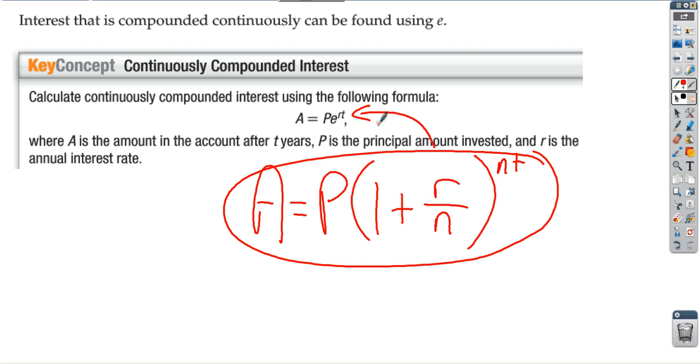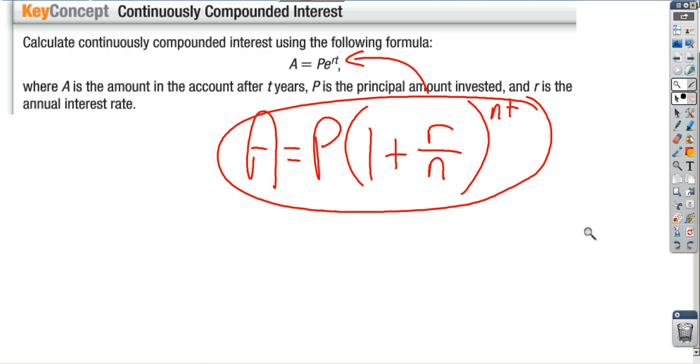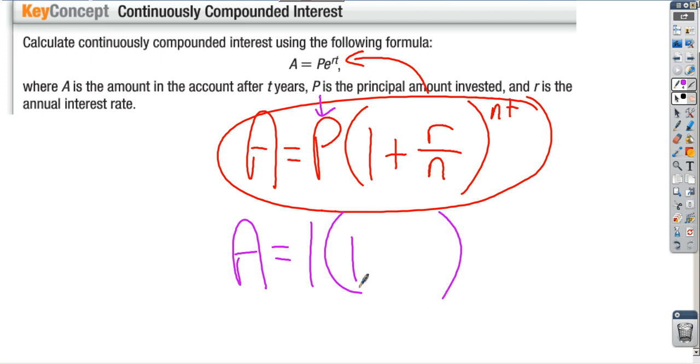How does it become this formula? When the number of times you compound becomes very, very large, and I'll show you this right now. Let's suppose that you had a bank that compounded your money not monthly or daily, but literally every second of the day. Okay, so let's pick really simple numbers. Let's say you invest $1, and let's say your rate is 100%.